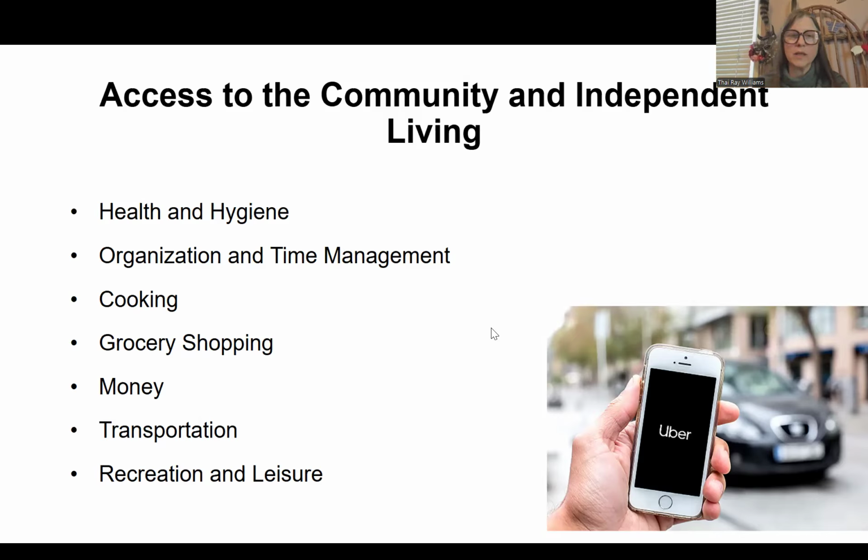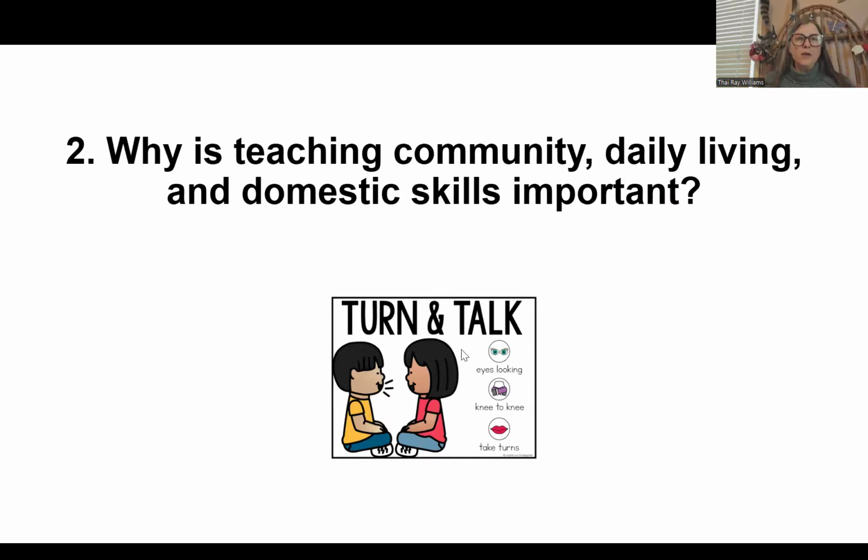How did that happen? And so, with our students with complex support needs, we have to explicitly teach those things. These are recreation and leisure activities. These are how you explore activities to find out what you do like. And here is how you can engage in those activities. So now I want you to stop for question number two and write down why is teaching community, daily living, and domestic skills even important for our students?